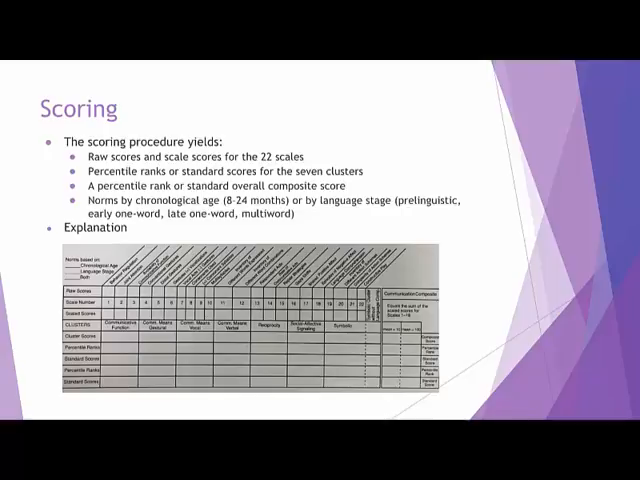Okay, and then for scoring, the scoring procedure yields raw scores from the 22 communicative parameters, which are converted into scaled scores. Those are the raw scores and scaled scores for the 22 scales pictured here along the top of this little chart. And then there are percentile ranks and standard scores for the 7 clusters, which are pictured. Those 22 are clustered into the 7 different clusters that I mentioned earlier. There is also a percentile rank and standard overall composite score, and then norms by chronological age or language stage.